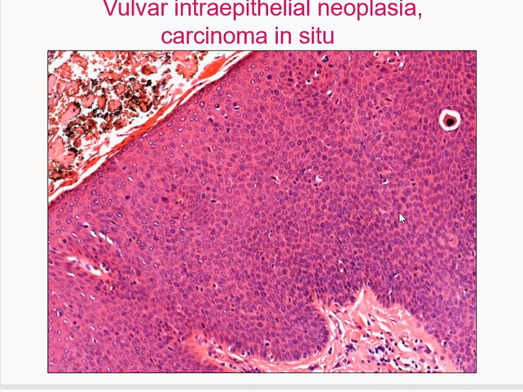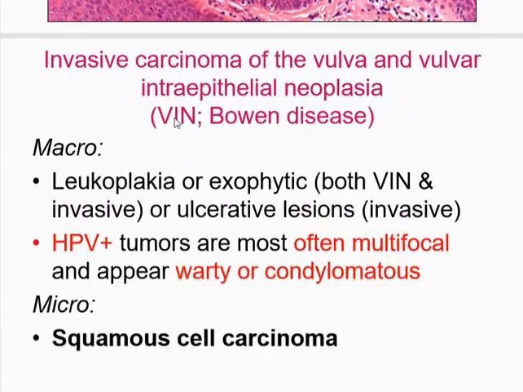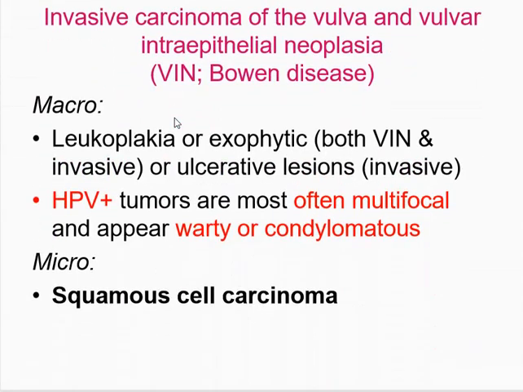And another example, which is also called carcinoma in situ, basically VIN3 of high grade VIN is indistinguishable from carcinoma in situ. This is a very subjective distinction that has been made earlier.